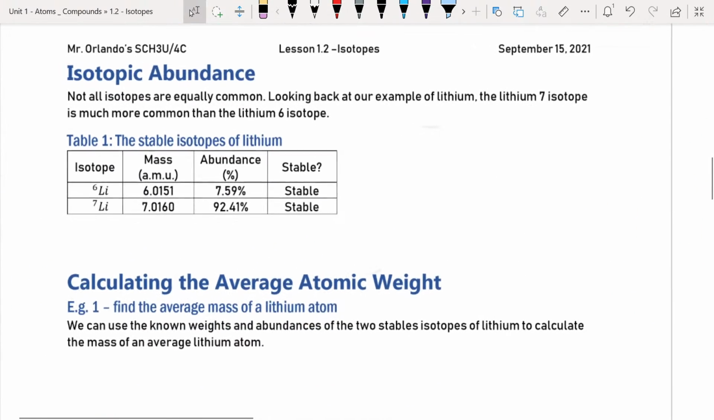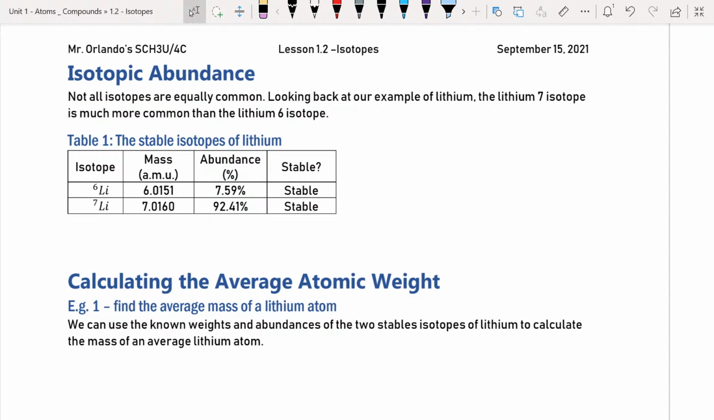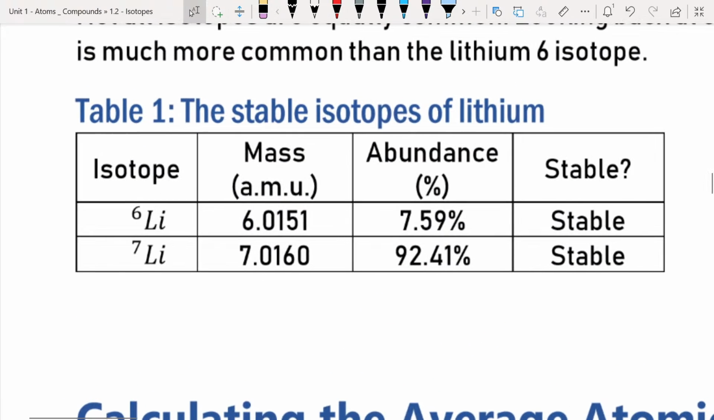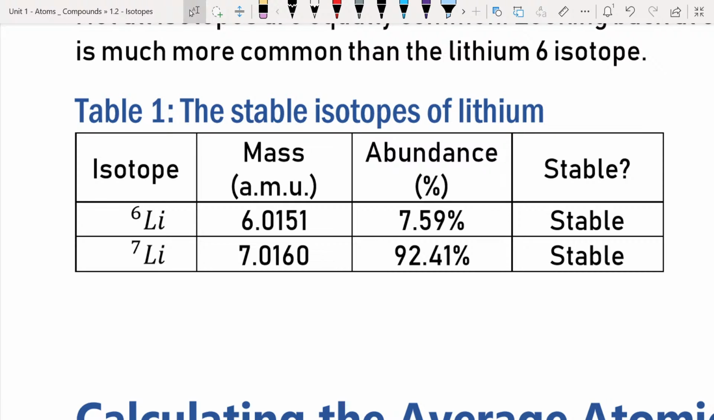Okay. So, here we are now applying this back to isotopes. If we look back at lithium, we said lithium has how many isotopes? 2. And one of them is lithium-6, and one of them is lithium-7. By the way, if I didn't give you the exact masses, we could just use 6.0, because it will always give you a decimal place.